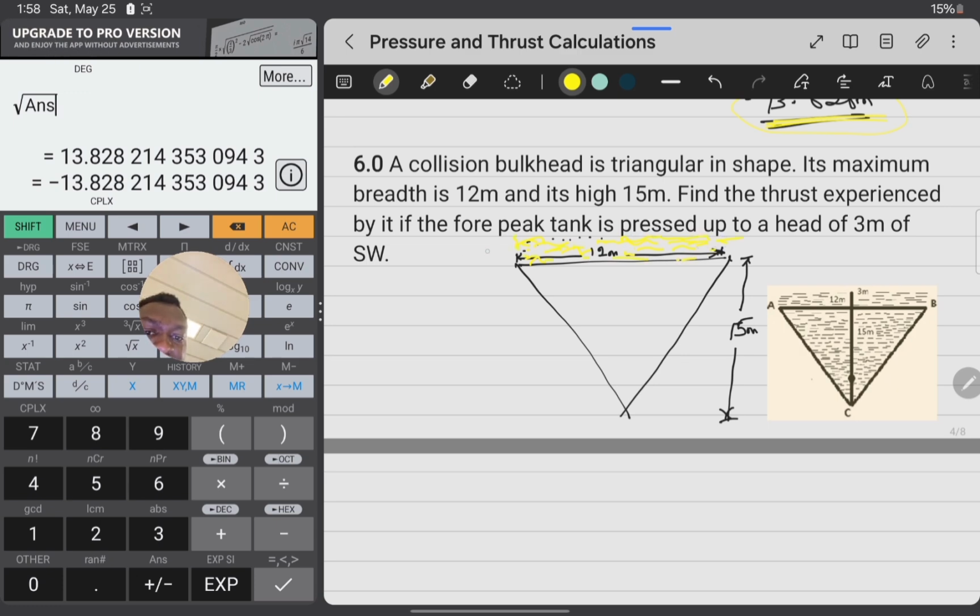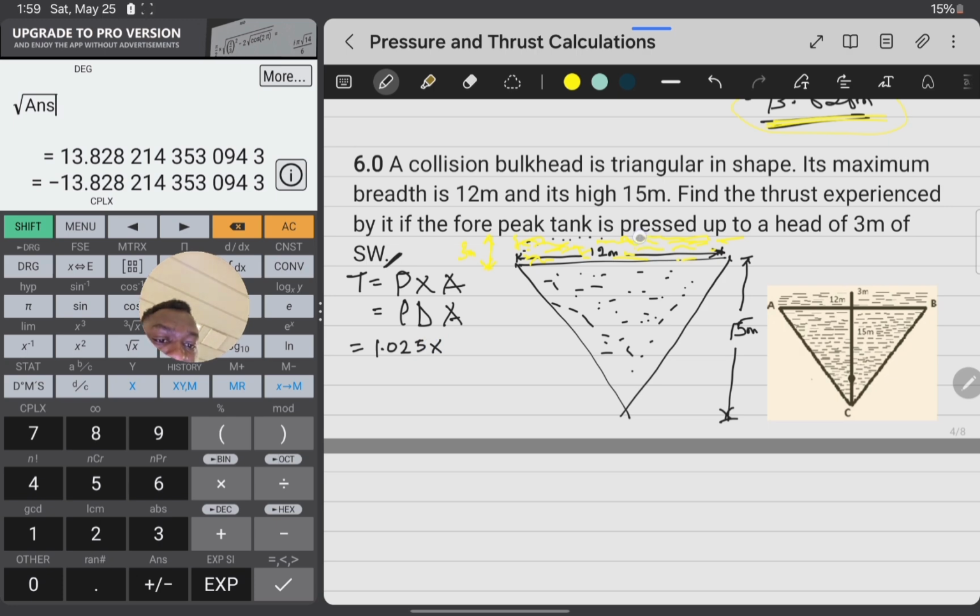So 3 meters of seawater, from here to here is 3 meters. Pressed up means that it's filled up to that level. So find the thrust experienced. Again, thrust is pressure times the area occupied by that water, so the pressure is rho dA. We're dealing with seawater, so the density is 1.025. The depth is from the surface, which is 3 meters above, to the centroid.